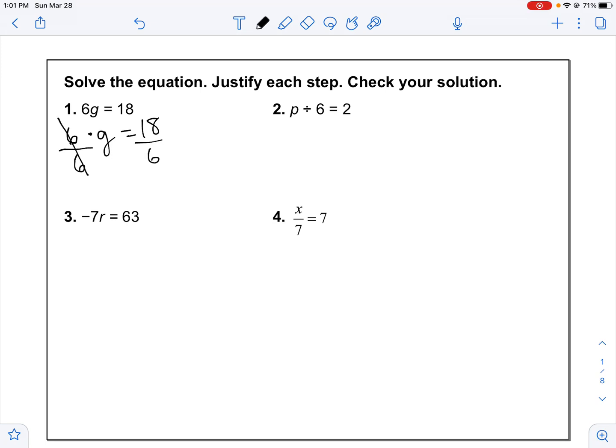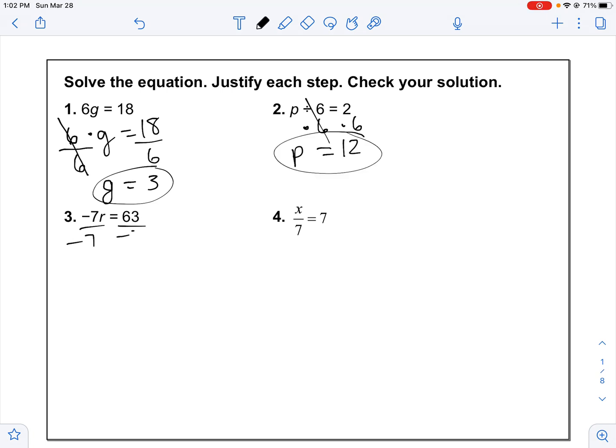6 divided by 6 is 1, but we don't write ones or zeros, so we're just going to cross it out. 18 divided by 6 is 3. So there's our answer. The opposite of dividing is multiplying. This is 1, but we don't write it. 2 times 6 is 12.